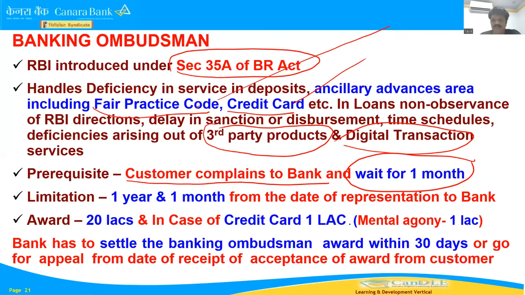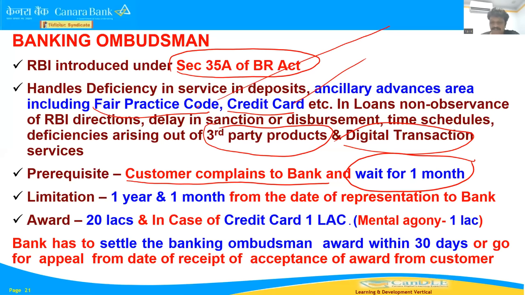Now, the bank has to settle the Banking Ombudsman award. Once, for example, the ombudsman has awarded against the bank, saying you made a mistake, you pay 10 lakhs, the bank has to pay within 30 days, or they have to go for an appeal against the ombudsman. This is what the bank has to do: settle within 30 days, or appeal within 30 days from the date of receipt of the customer's acceptance of the award.